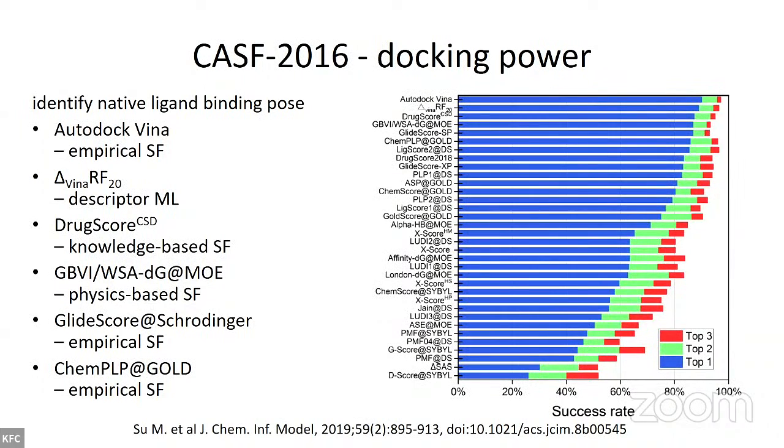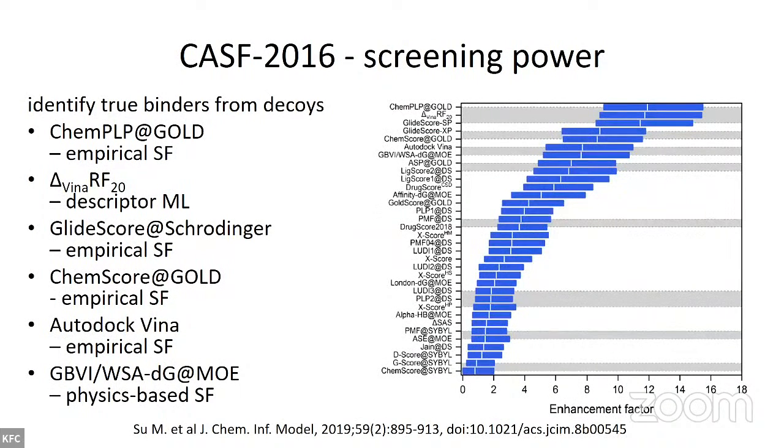For the docking power, VINA is actually the best. So to identify the native ligand binding pose, it's really good to do so. And for the screening, to basically find the true binders, again machine learning based on VINA, but VINA is not that far off. So that's the major reason why the whole world is using VINA, because it's for free, it's open for everybody, and it's giving decent results.